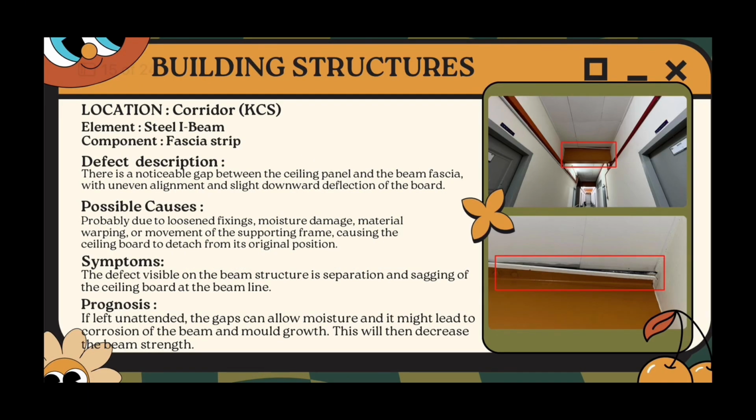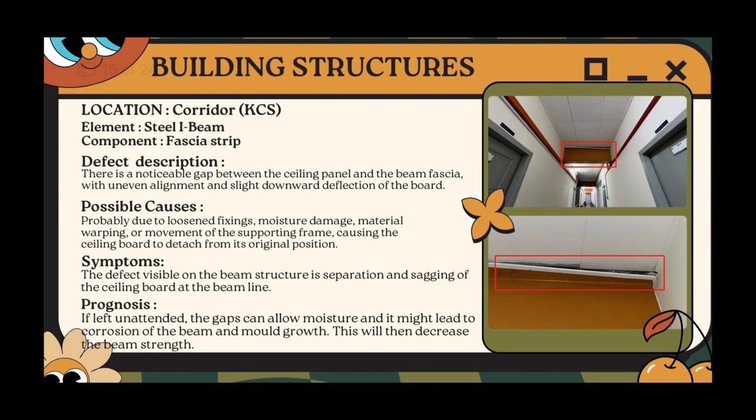The second building structure element is a steel I-beam, which is located in corridor KCS, the component being the fascia strip. The defect description is there is a noticeable gap between the ceiling panel and the beam fascia with uneven alignment and slight downward deflection of the board. This is probably due to loose fixing, moisture damage, material warping, or movement of the supporting frame causing the ceiling board to detach from its original position.